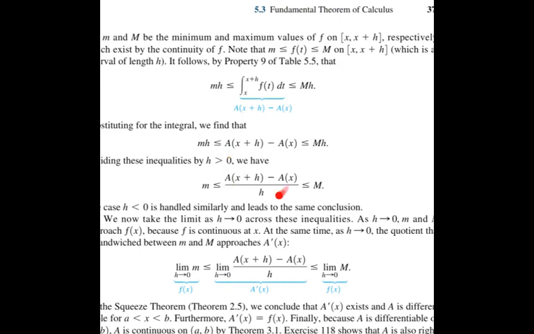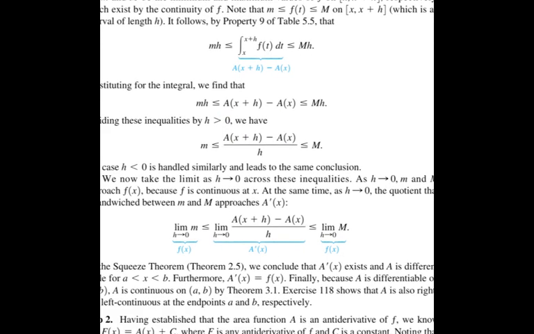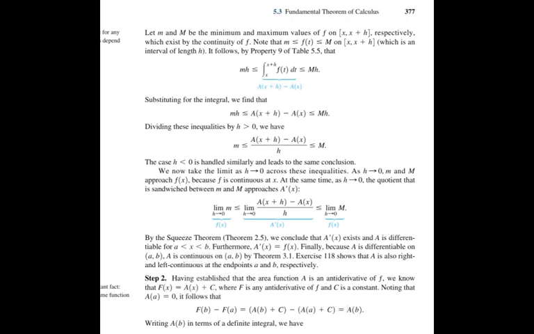Then we take the limit as h tends to 0 of all the parts. Notice that there's no h on the left, there's no h on the right. So then those should just become f of x. And that's going to be the derivative. Where is it?